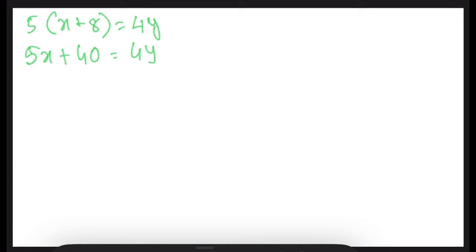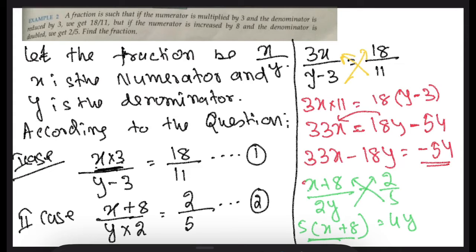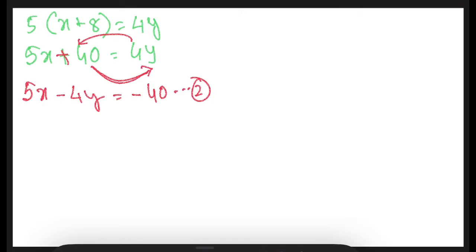Now let's bring this 4y to this side and 40 to the other side. So 5x minus 4y equals, this plus 40 goes to the other side, so plus will become minus 40. This is our second equation. Now what is our first equation? The first equation is 33x minus 18y equals 50 minus 54.